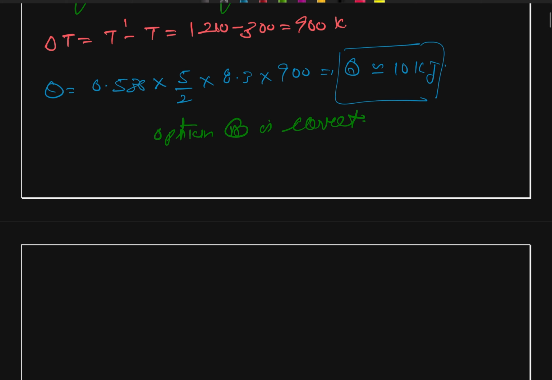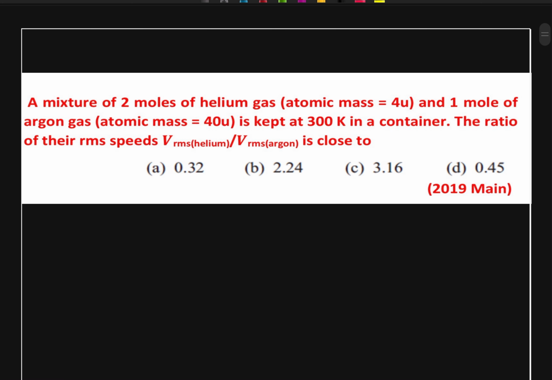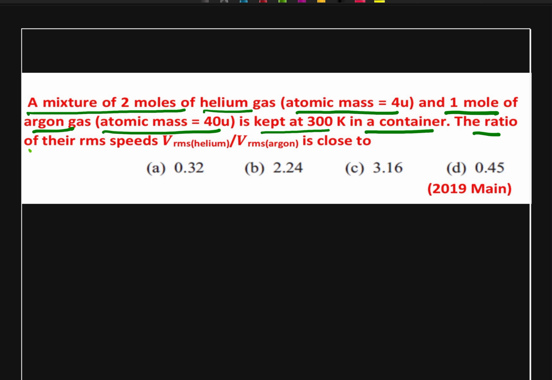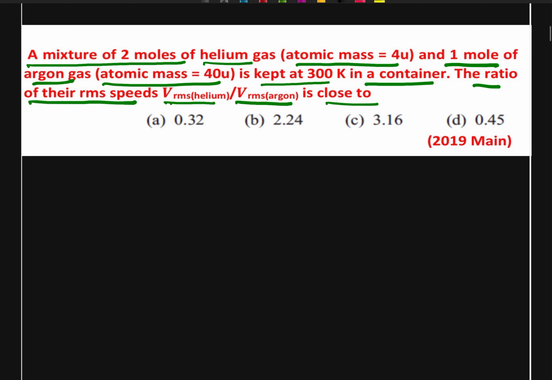Next question. It states that a mixture of 2 moles of helium gas, atomic mass 4 u, and 1 mole of argon gas, atomic mass 40 u, is kept at 300 Kelvin in a container. The ratio of their RMS speed, that is VRMS helium to VRMS argon, is close to. So this once again is based on our formula, that is our RMS speed.